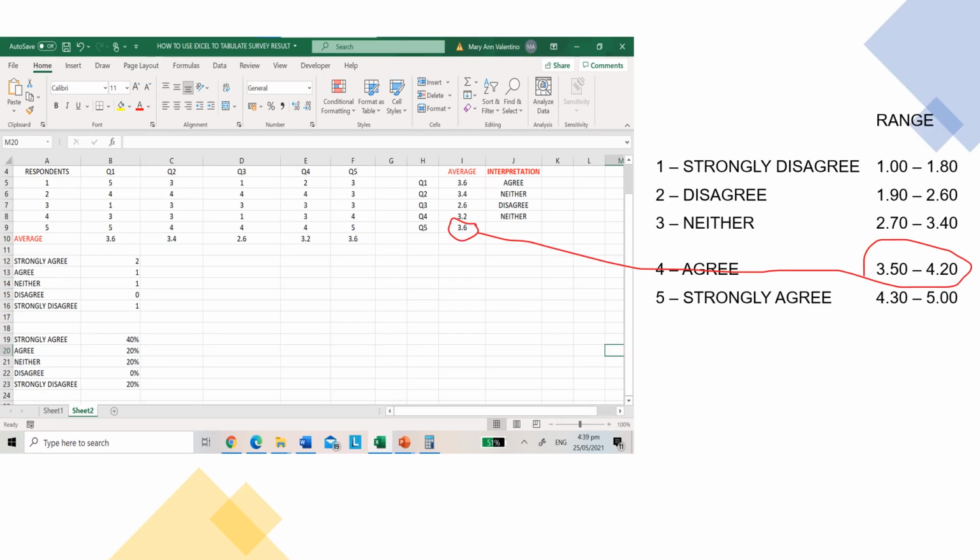For question 5, our average is 3.6. Then look at your range. It falls on 3.50 to 4.20. So our interpretation for question 5 is agree.